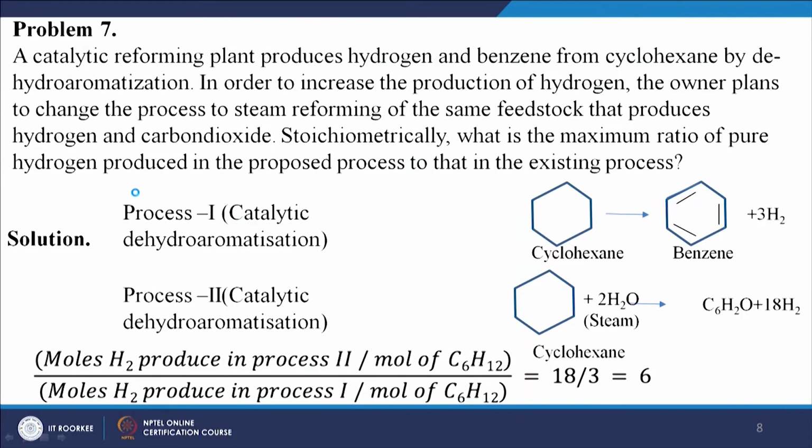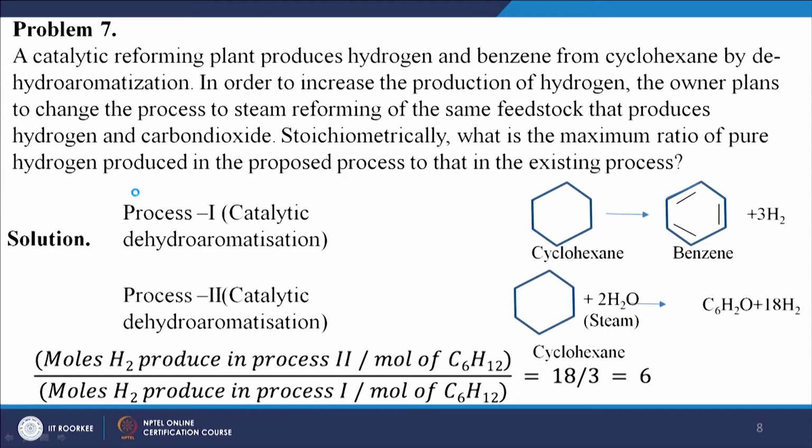Next problem says that a catalytic reforming plant produces hydrogen and benzene from cyclohexane by dehydroaromatization. In order to increase the production of hydrogen, the owner plans to change the process to steam reforming of the same feedstock that produces hydrogen and carbon dioxide. Stoichiometrically, what is the maximum ratio of pure hydrogen produced in the proposed process to that in the existing process?